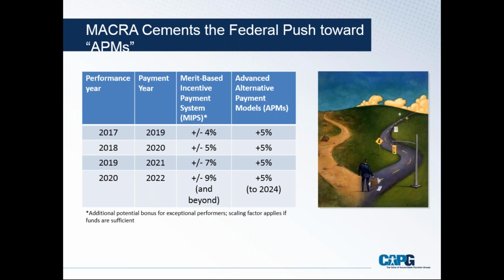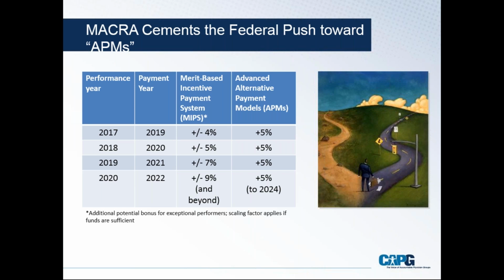So there are 4 categories, with multiple measures within each category. We're not going to get into a whole lot of detail on all of that today. But if you are a high performer, for the 2017 performance year, 2019 payment year, you could see a bonus as high as 4%, or potentially even higher if you are an exceptional performer, or a penalty as much as 4% if you didn't report or didn't meet, in this case, minimum standards around reporting. The incentives and penalties on the MIPS side increase over time.